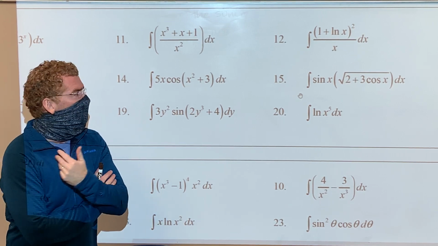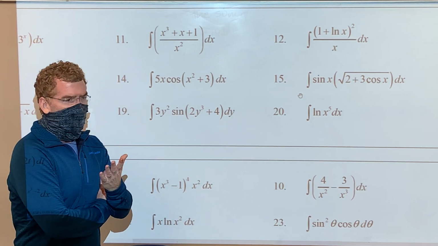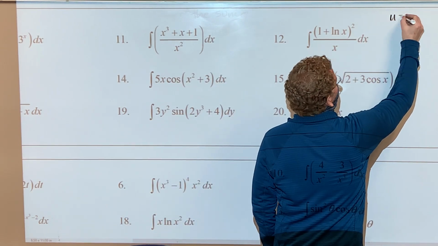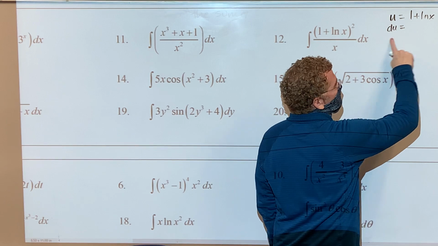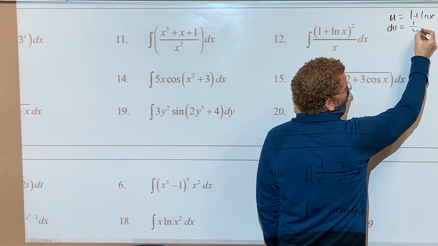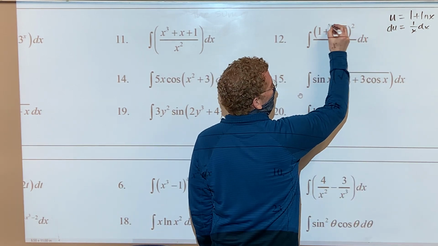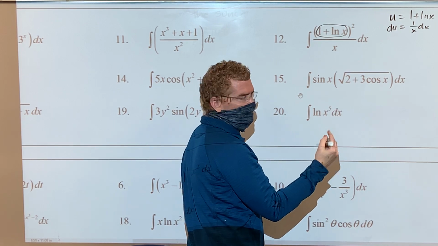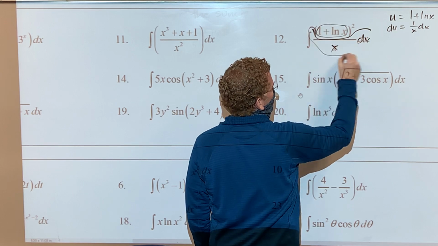I have seen people go with just ln x as your u, and it actually works, but it makes your life harder. Okay, but if you do treat your u as the 1 plus ln x, then your du would be what? 0 plus 1 over x dx. So circle the u, there it is. Do you see the 1 over x dx? Yeah, 1 over x dx. So there is my du.